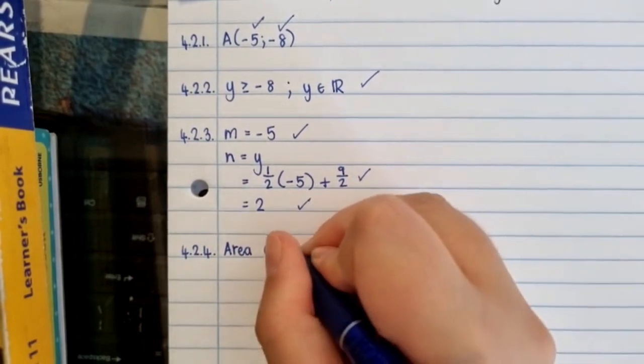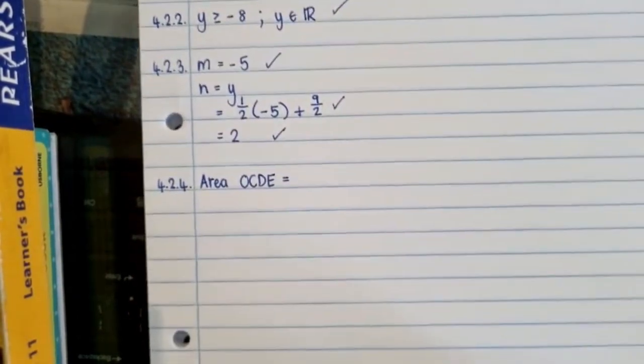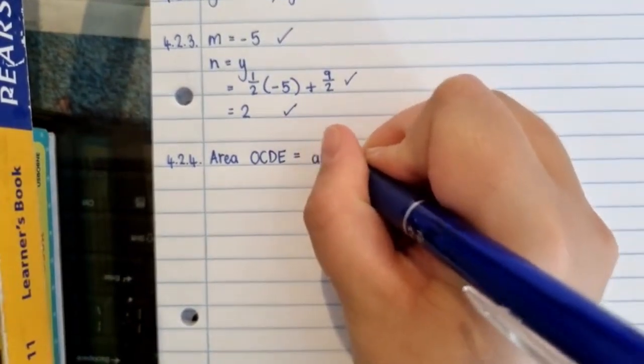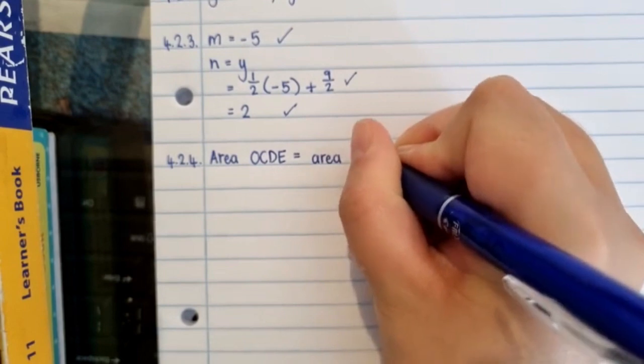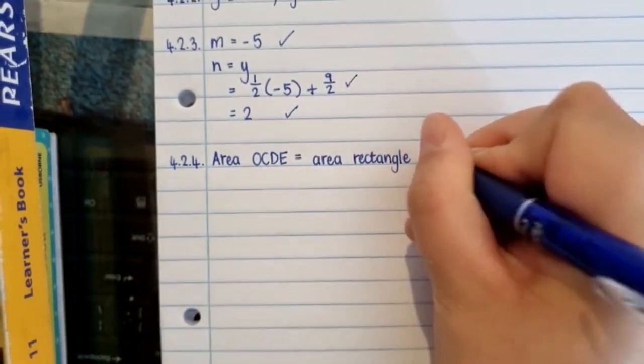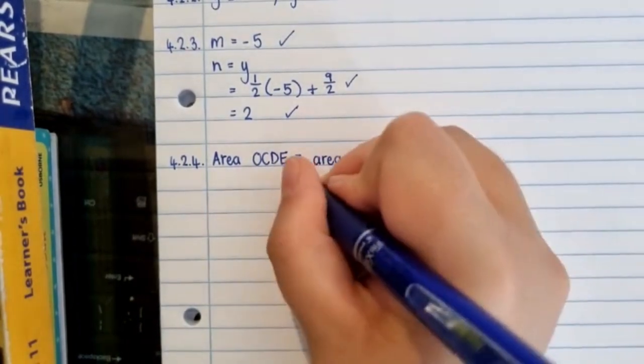OCDE is the area of the rectangle plus the area of the triangle. So I will write that. You don't have to if you don't want to. This is just for understanding this first line. So area of OCDE is area of rectangle plus area of triangle.